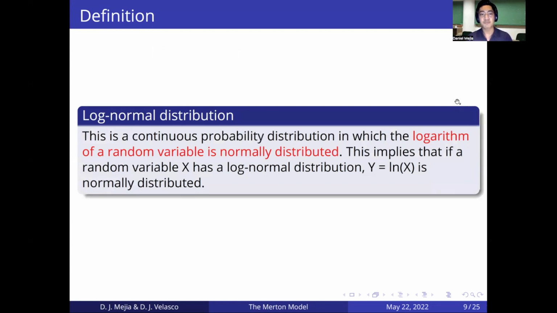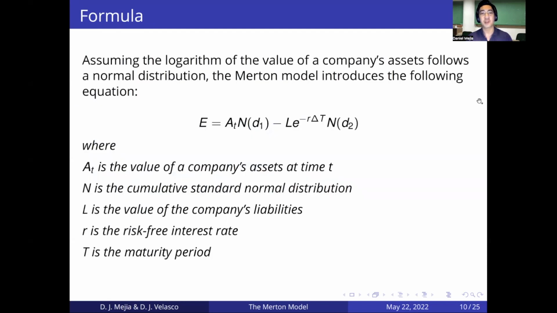Another definition that we'll be using for the formula is the log-normal distribution. This is a continuous probability distribution in which the logarithm of a random variable is normally distributed. This implies that if a random variable x has a log-normal distribution, y equal to ln of x is normally distributed. For the formula, we assume that the logarithm of the value of a company's assets follows a normal distribution.